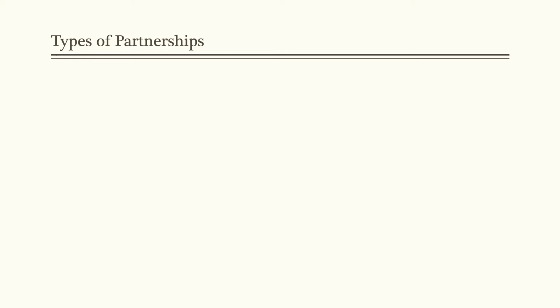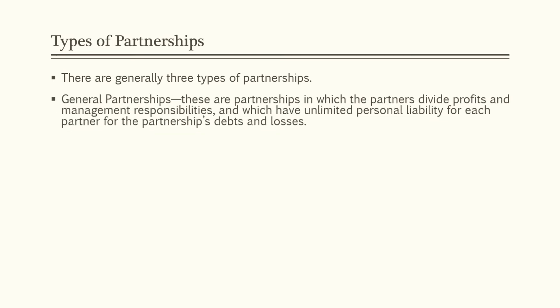Next, we will discuss the types of partnerships. There are generally three types of partnerships. The first type of partnership is the general partnership. This is the type of partnership we've been discussing thus far. These are partnerships in which the partners divide profits and management responsibilities, and which have unlimited personal liability for each partner for the partnership's debts and losses.